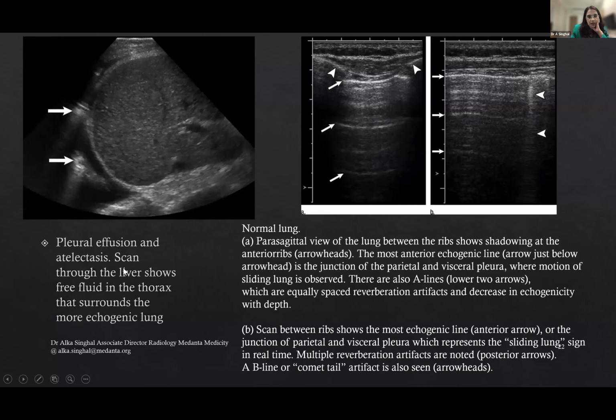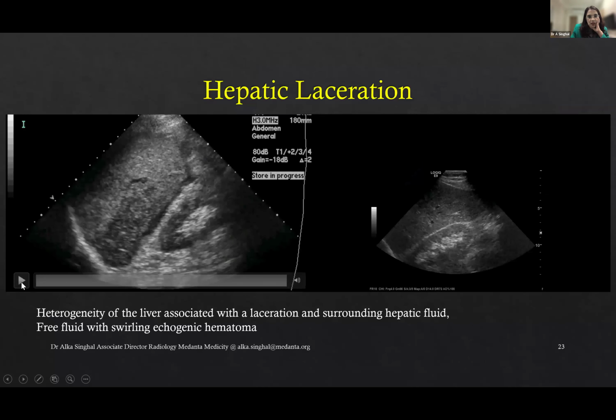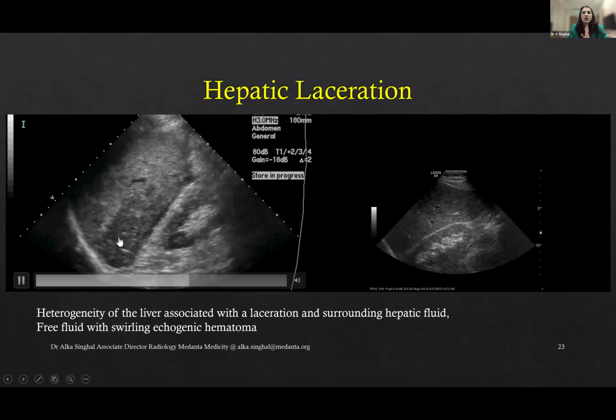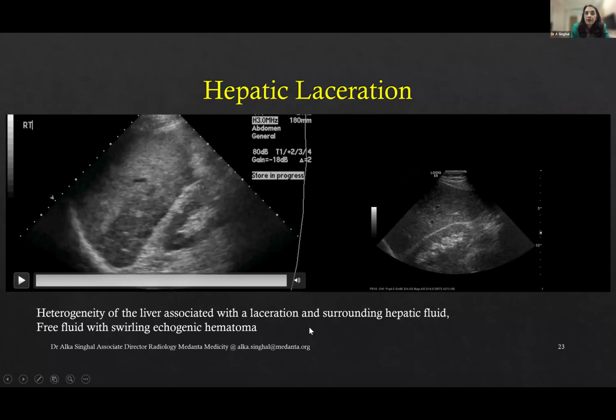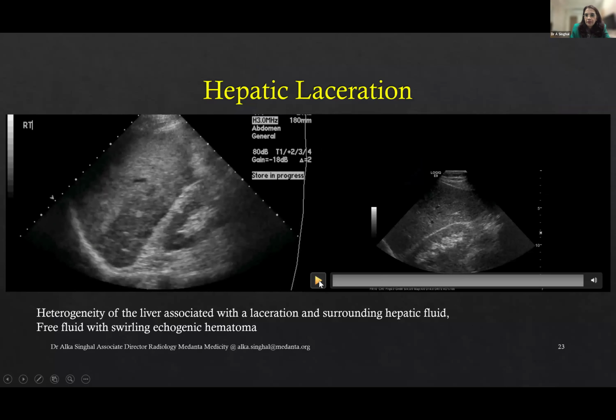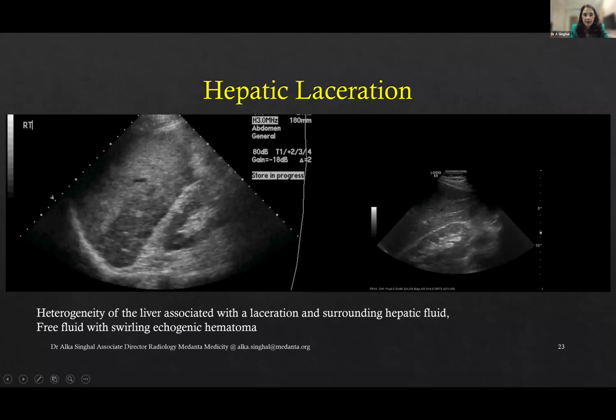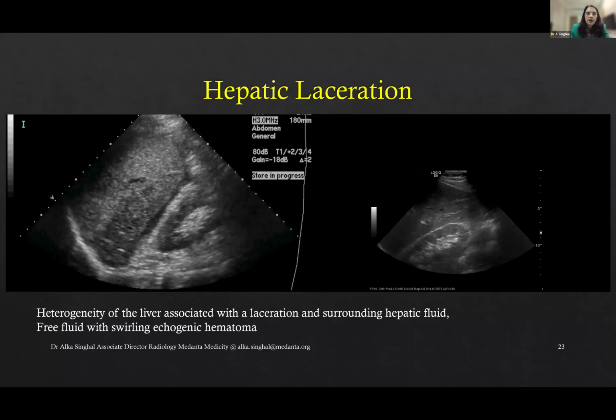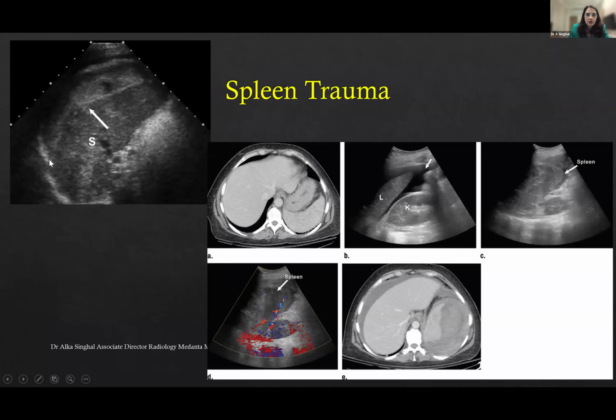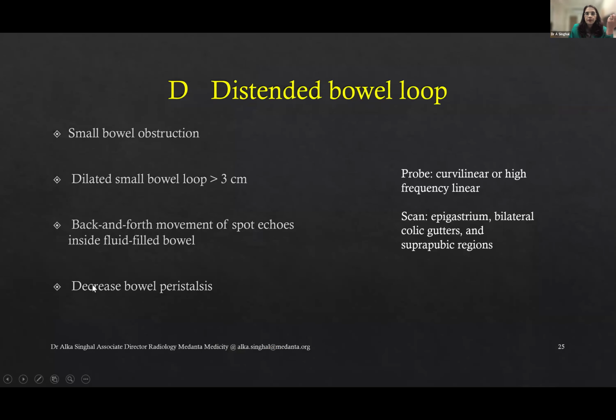You'll see effusion and other things, hepatic lacerations that you can see. You see heterogeneous parenchyma and surrounding fluid, and hematoma and lacerations, right? Okay. And spleen, again, you see heterogeneous parenchyma with hematoma, classic, and of course, flow changes you will see. So, coming to the next, we've done trauma.